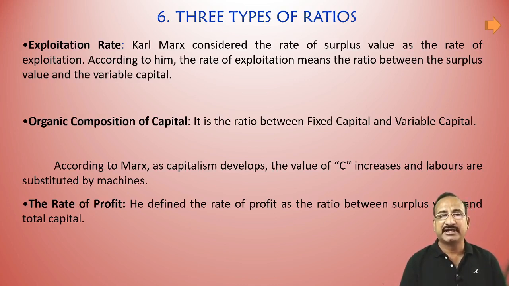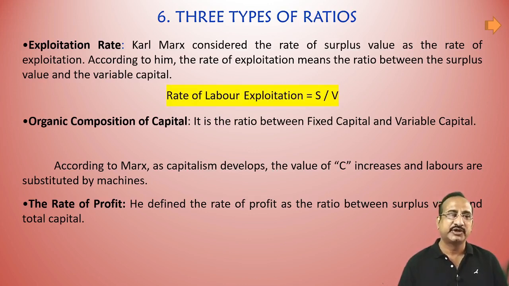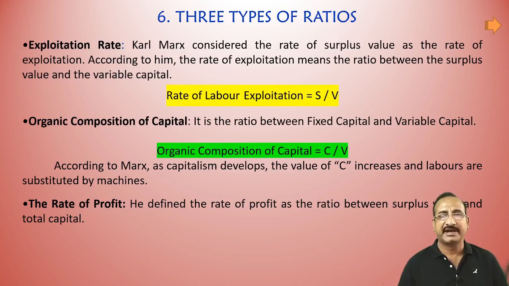And according to him, the rate of exploitation means the ratio between the surplus value divided by the variable capital, labor. And symbolically, this can be shown as rate of labor exploitation is equal to S divided by V. And he is also introducing one more concept, that is organic composition of capital. This organic composition of capital is nothing but the ratio between fixed capital and variable capital, and in formula form it can be explained as organic composition of capital is equal to C divided by V. Here C stands for fixed capital and V stands for variable capital.